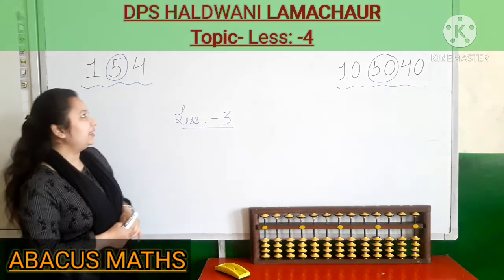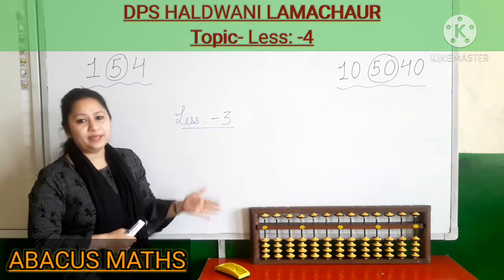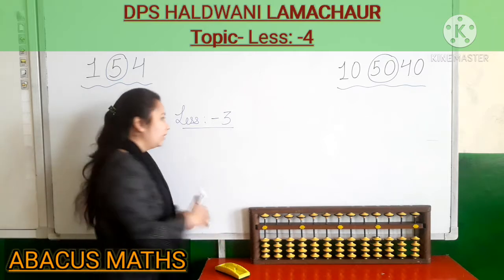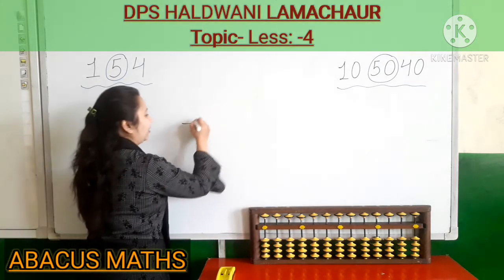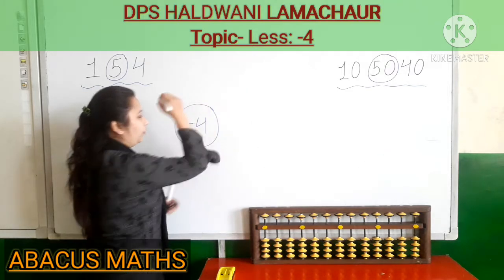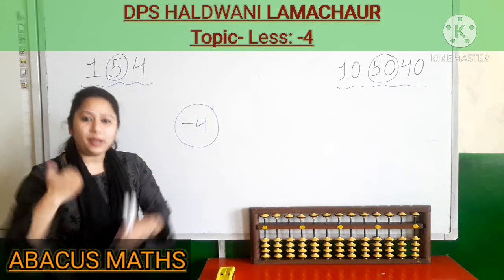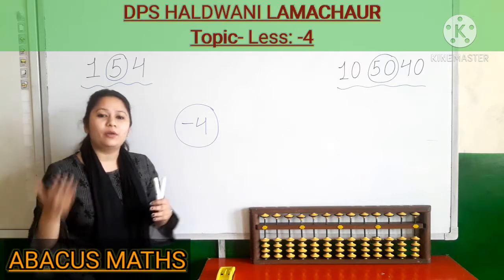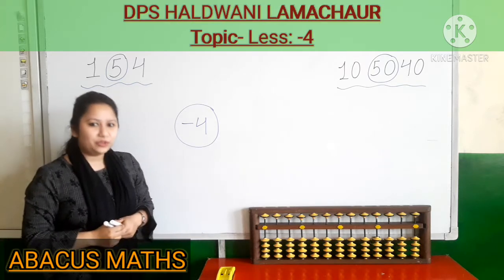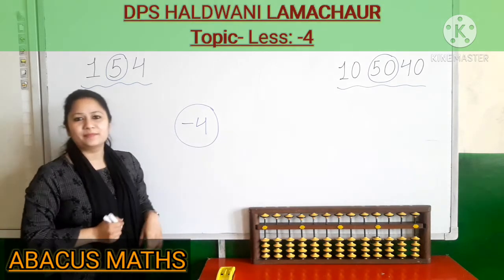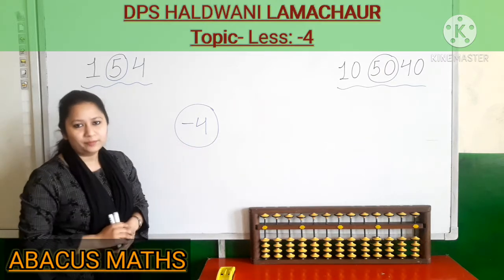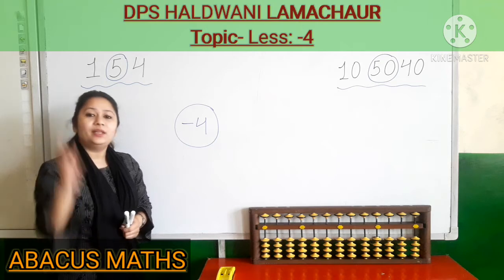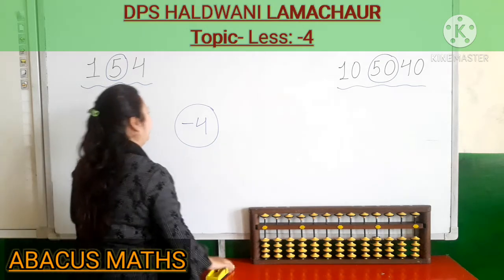Yes. Now today our topic is small friends less minus 4. So today we will do the sums in which we will get lack of 4 bead. Means we have to subtract 4 but the bead will not be there. So we will use this tool and the small friends method to subtract the number 4. Now let's start kids with the first sum.